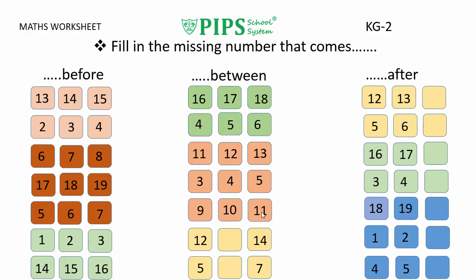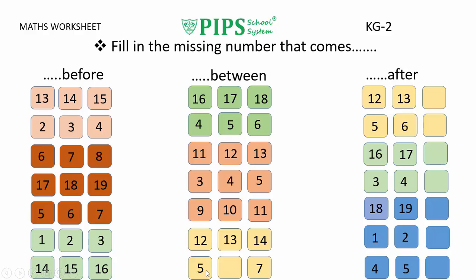KG2 students, let us find the number which comes between 12 and 14. Start counting from 11. 11, 12, 13. 13 comes between 12 and 14. So we will write the number 13 in the empty box like this. Now students, read with me. 12, 13, 14.